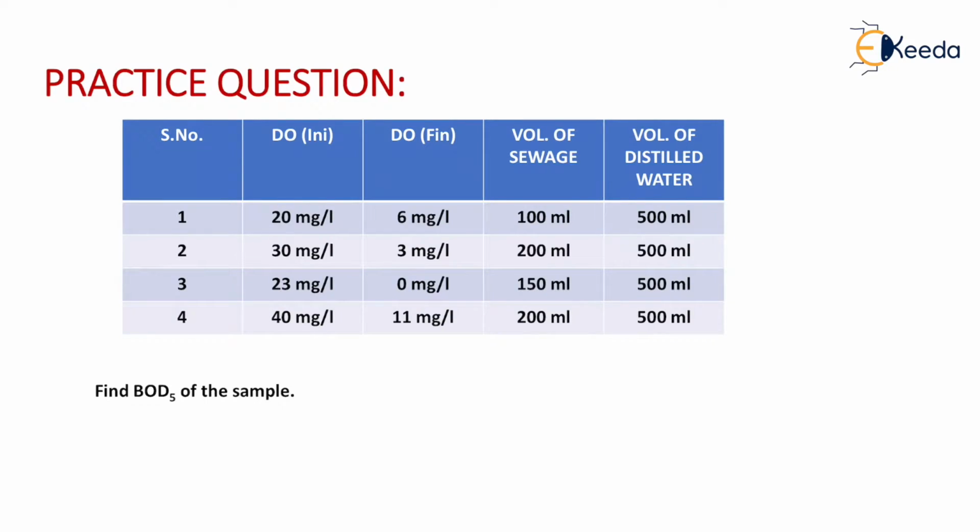The question is given as follows. For samples 1, 2, 3, 4, the initial DO is given as 20 mg per liter, 30 mg per liter, 23 mg per liter and 40 mg per liter. Similarly, the final DO is given as 6, 3, 0 and 11 mg per liter. The initial volume of sewage is given as 100 ml, 200 ml, 150 ml and 200 ml, and the volume of distilled water is the same, 500 ml, in each of the 4 cases. We need to find the BOD-5 of the sample. Now we will see how this question can be solved.